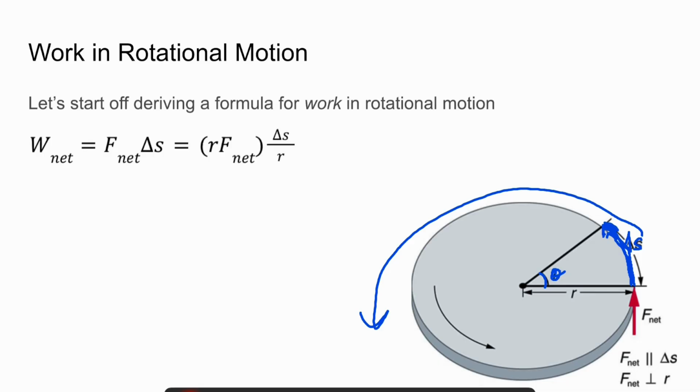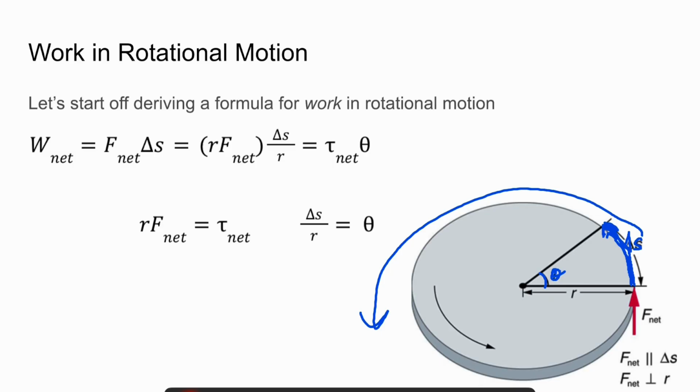And we can keep this value the same if we multiply by a fraction that has the same value in its numerator as its denominator. So if we multiply times r over r, then we haven't done anything to net force times delta S, right? We've just multiplied by an r on top and an r on the bottom. But if we take r times net force, we know that is our net torque, and our delta S over our radius is our angular displacement, right?